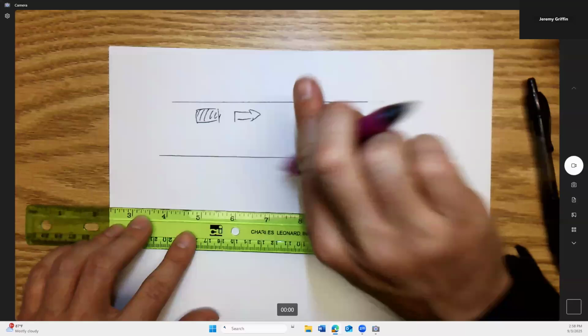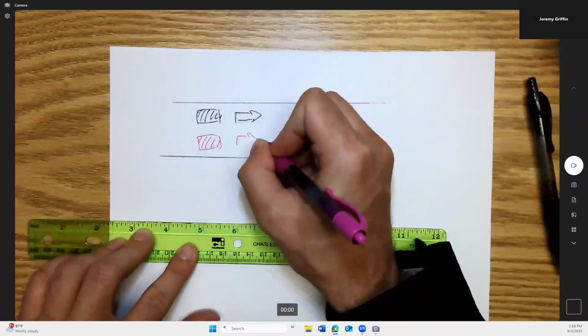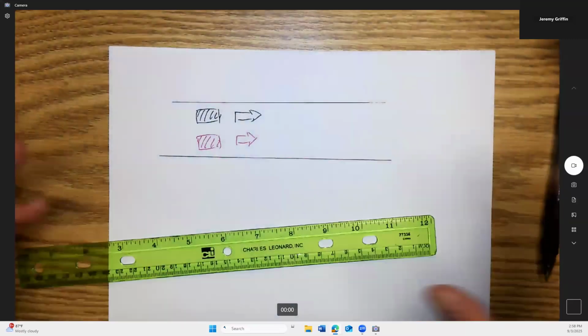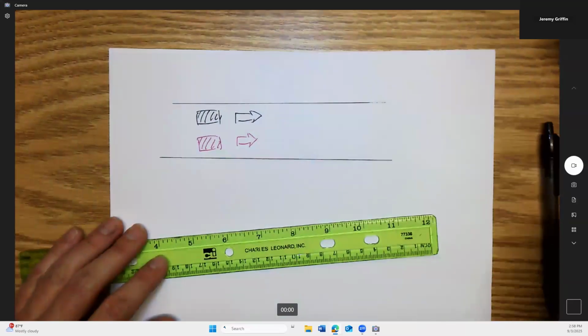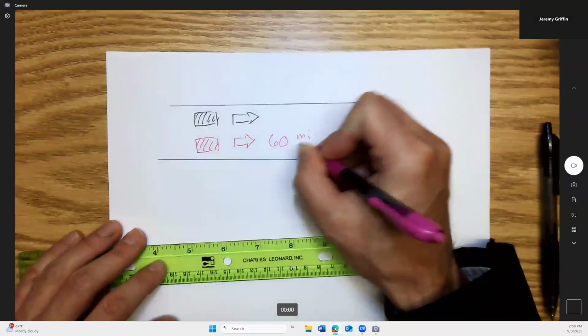And I see a pink car right here. Black car versus pink car. Okay. Now, these cars have different speeds. Right? The speedometer readings are showing different numbers. Okay. Let's say that the pink car is going, I'm going to use American units, let's go 60 miles an hour.